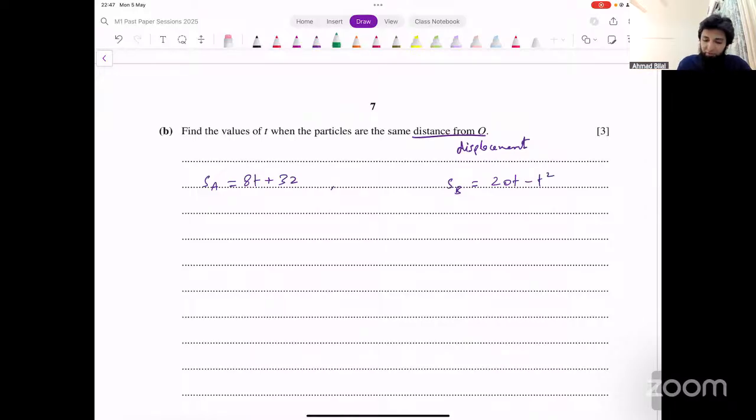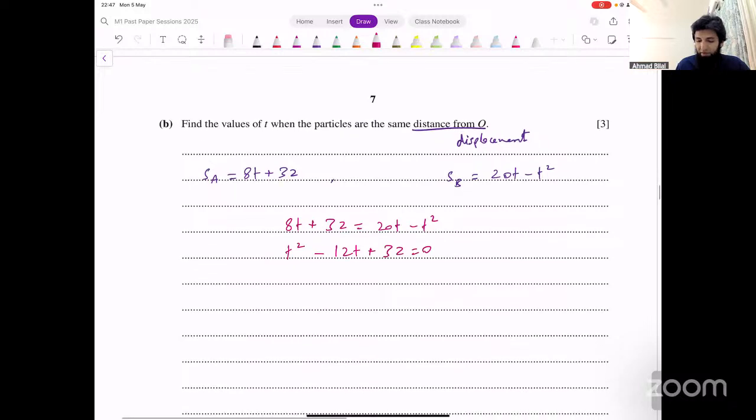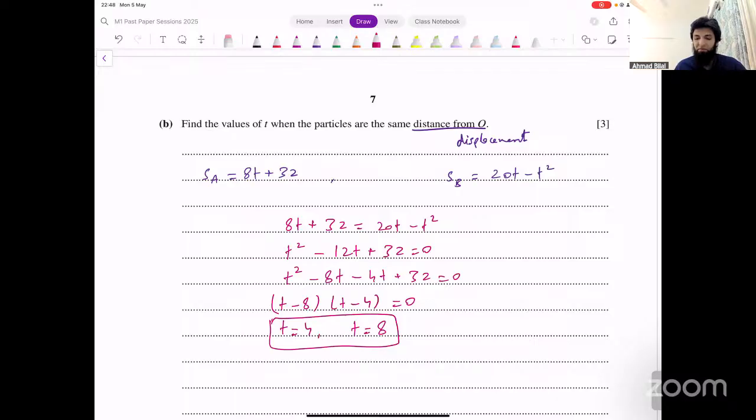You just equate both of them, and that gives you 8t plus 32 equals 20t minus t squared. That's a quadratic equation that we get. Values of t, so we are going to get multiple values. t squared minus 12t plus 32 equal to 0. We can see if we can factorize this. 8 and 4 will work. t squared minus 8t minus 4t plus 32 equals 0. And that gives us two factors, t minus 8 and t minus 4. So t equals 4 and t equals 8. These are the two values of t that we're getting. This is when the displacements are equal. So that's the second part.